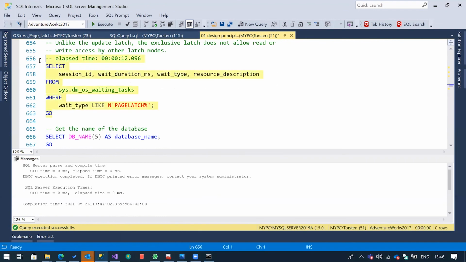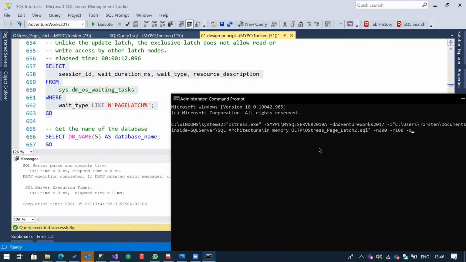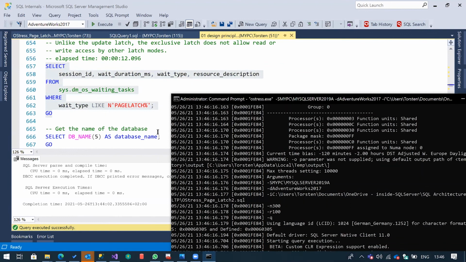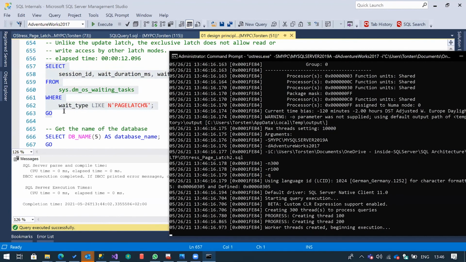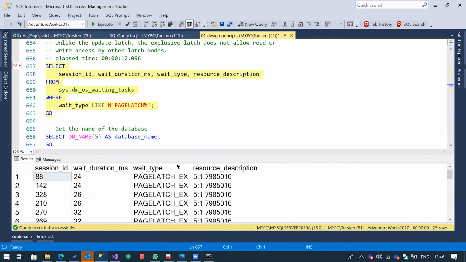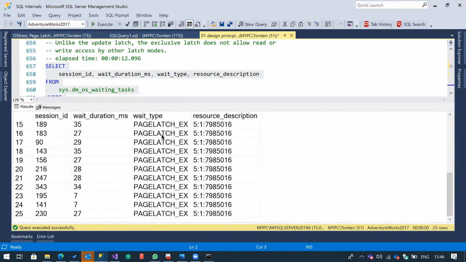In the meanwhile, I didn't start it yet, but I will use the DMV sys.dm_os_waiting_tasks, which is nothing else than the current wait types for the current workload. It works, right? Yes, it works. Great. So we can see what happens. This will tell me the resource and the reason why SQL Server is waiting.